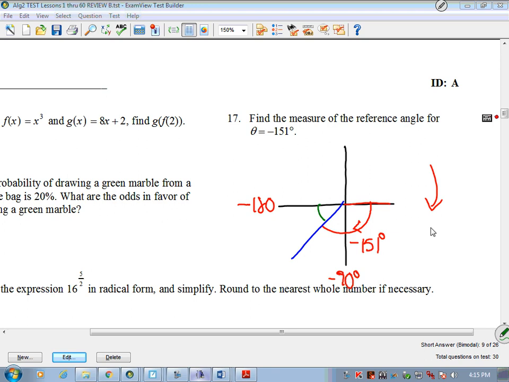So what we want to find out is what is left over between 151 and 180. So 180 minus 151 should be 29 degrees. So 29 degrees is our answer. That is referring to this right here. That is 29 degrees.